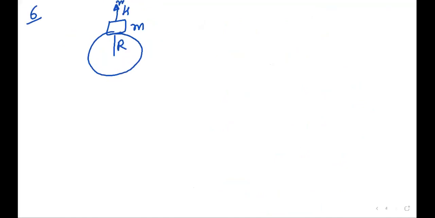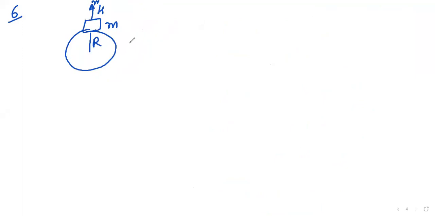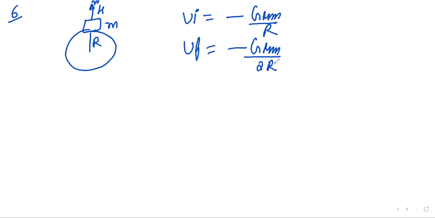Now see the next part, that is the sixth one. The sixth one is talking about work done to raise a mass m from the surface of Earth to height h. So there is a mass of object, small m, on the surface of Earth, right? We are raising it. This is the radius. From here to here, we are taking it up, right? So what is the change in energy? So let's see. As we know, initial potential energy is given by minus GMm upon R. So your final potential energy will become minus GMm upon 2R.